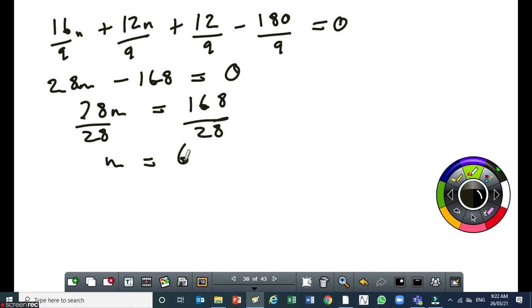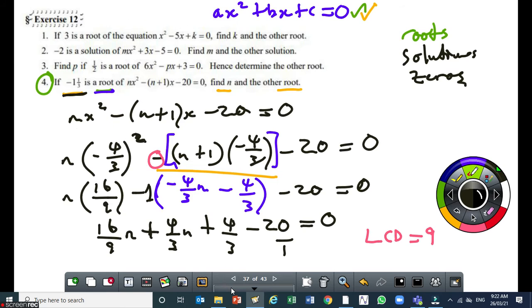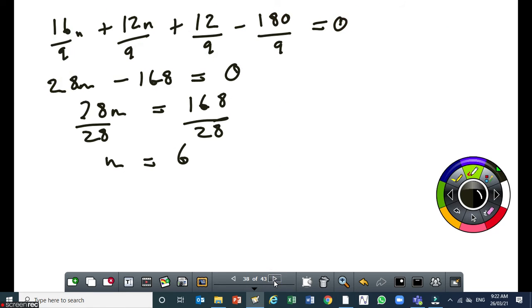So once you find n, it becomes easier. I'm not done yet. I also need to go back to find the second root. Now to find the second root, I need to substitute that n, which is 6 here, and put the 6 there. So I'm going to rewrite it on the next page.